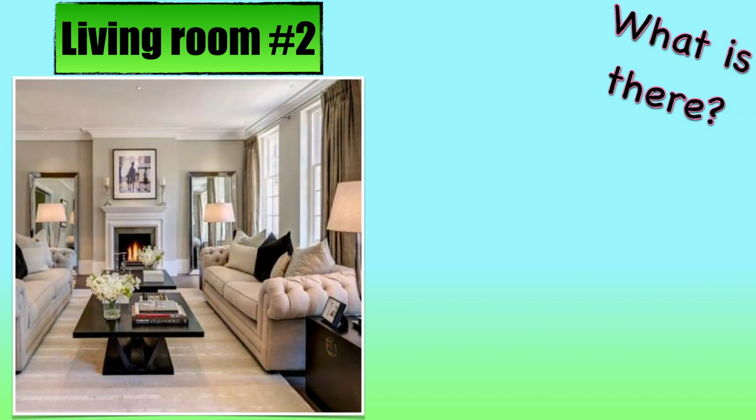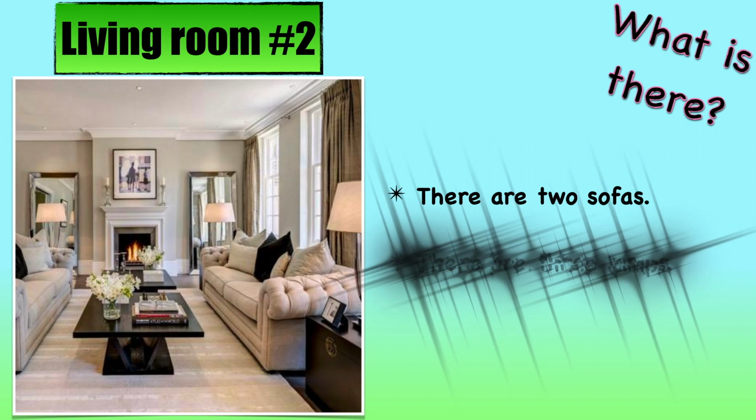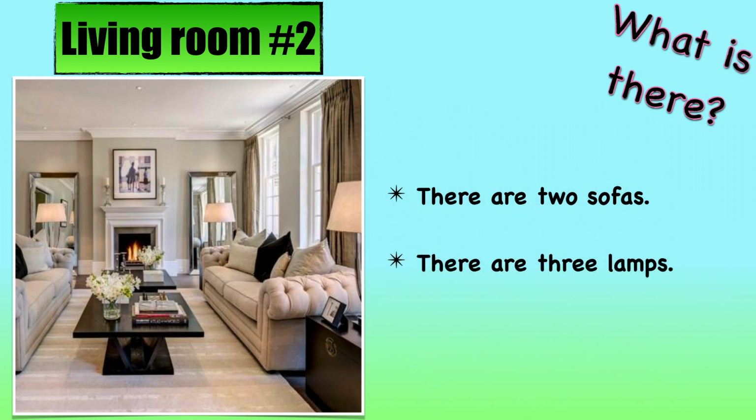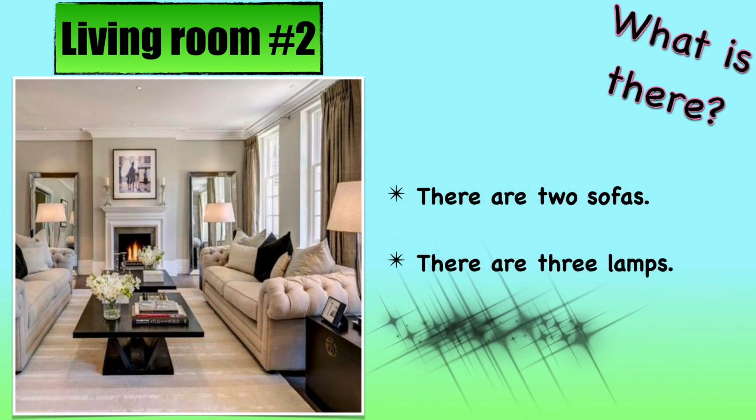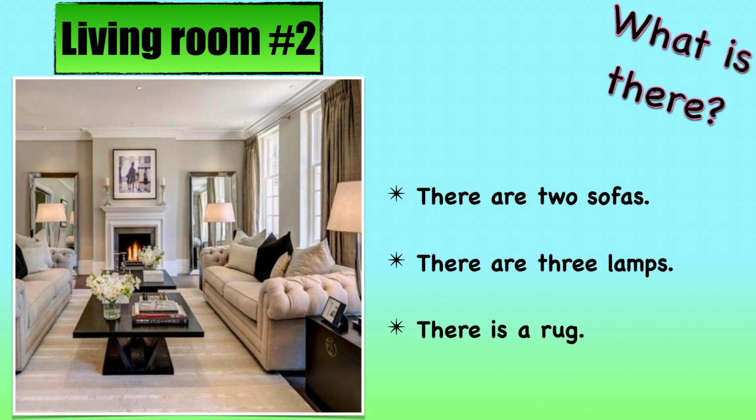Let's go to living room number 2. So once again, let's look at the picture. What is there? There are 2 sofas. There are 3 lamps. There is a rug.